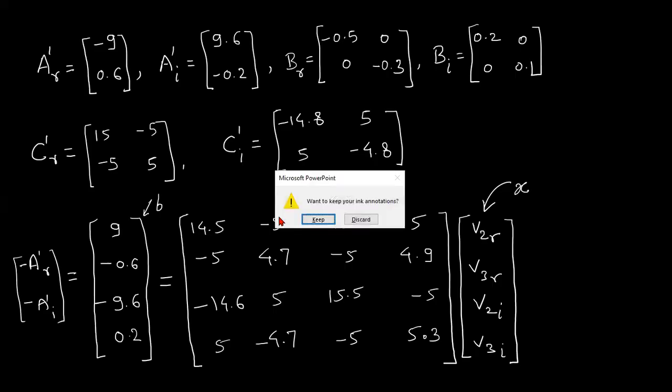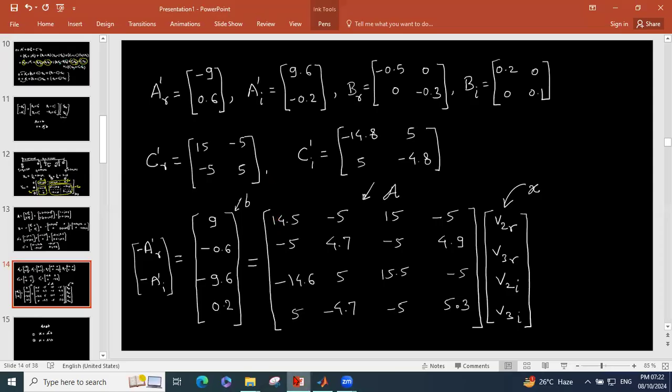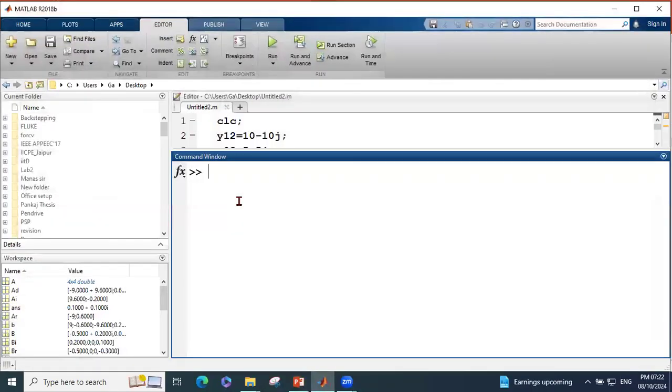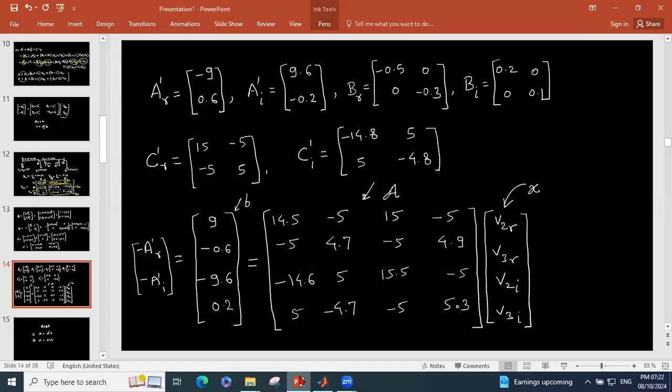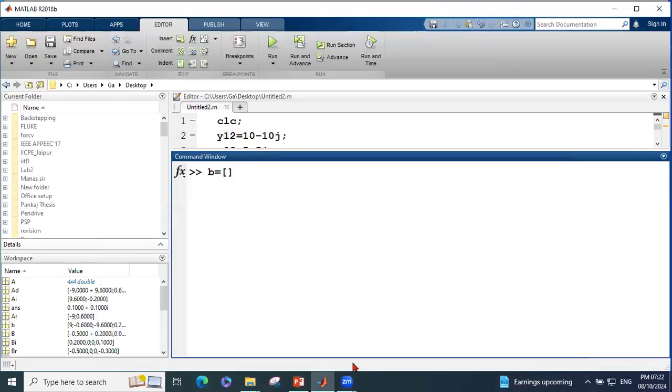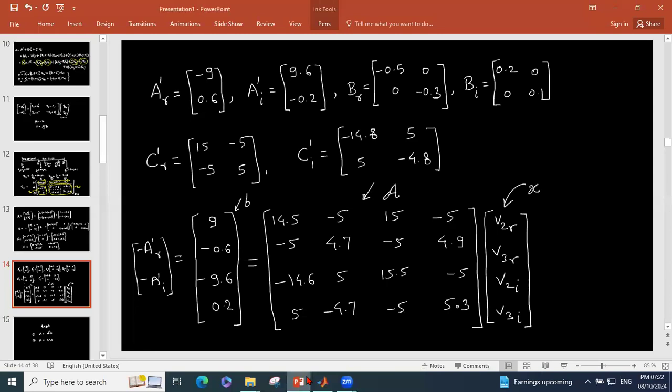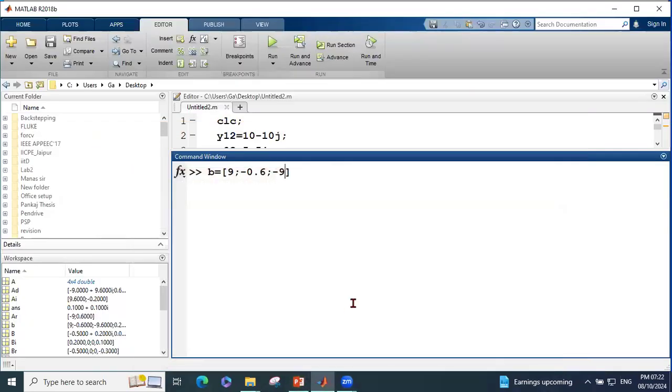So let's go ahead. Let's define the B matrix first as 9 minus 0.6, 9 minus 0.6, minus 9.6 and 0.2. Sorry. So that is the B vector.